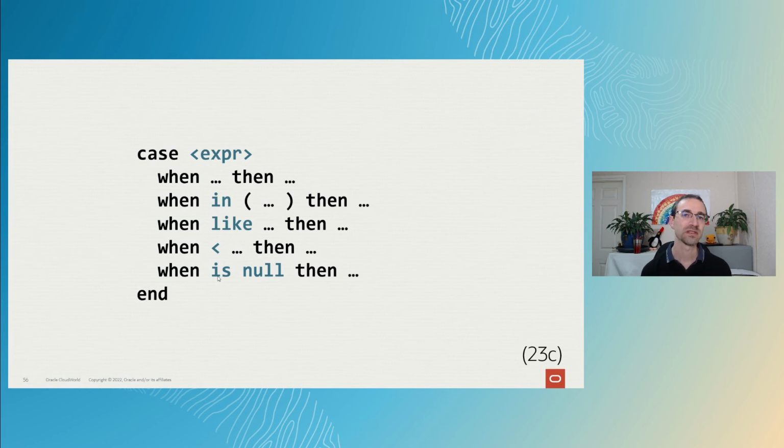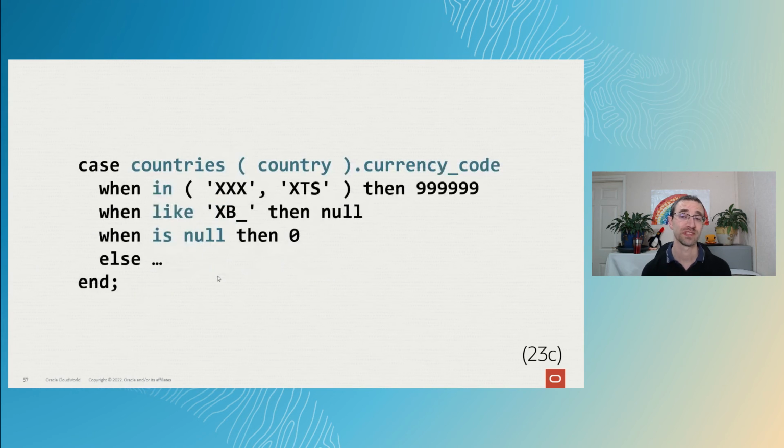So now we can simplify that case expression. We can just list the currency code once and say which values it's in to get the nines. We can check our bond currencies, return null. If for some reason we haven't got a country code, we can return 0, and so on and so forth.